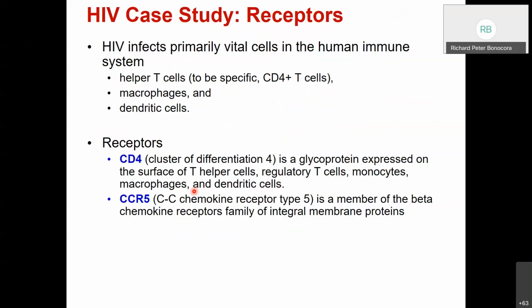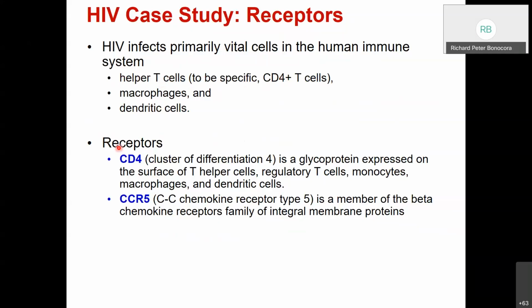All right, so what do we need to know for this population genetics segment? HIV infects the primary vital cells of the human immune system, the helper T cells, specifically the CD4 plus T cells. It can also infect macrophages and dendritic cells. Now, we didn't talk about the immune system, and I don't think we're going to have time to this semester. But keep in mind that what to focus on here is that these are cells in the immune system. It's these helper T cells that we're going to focus on.